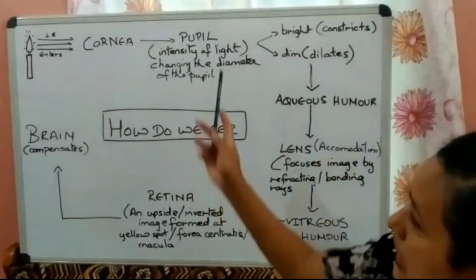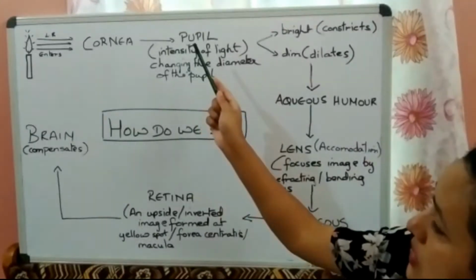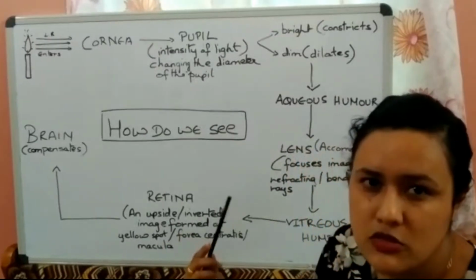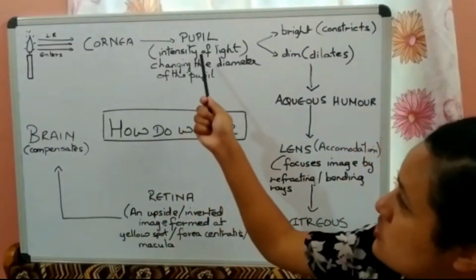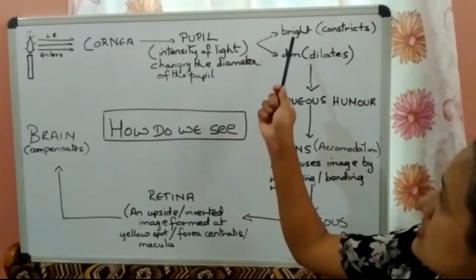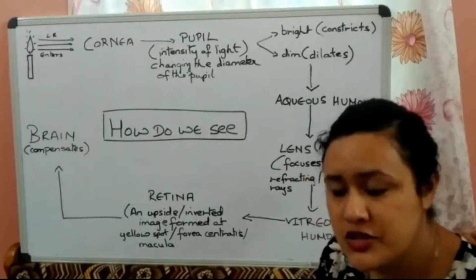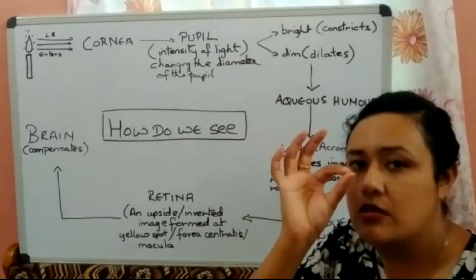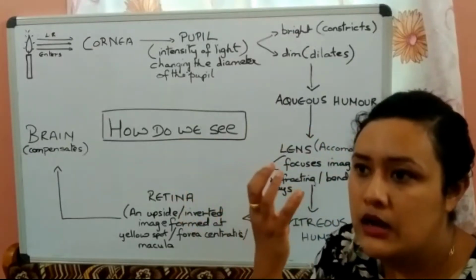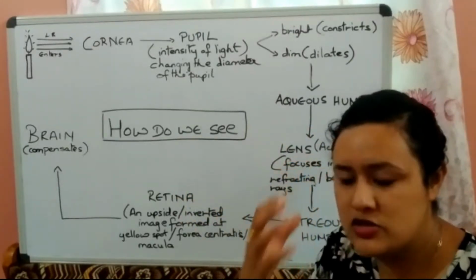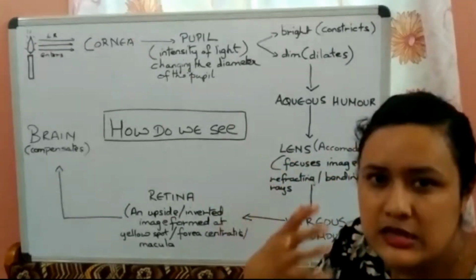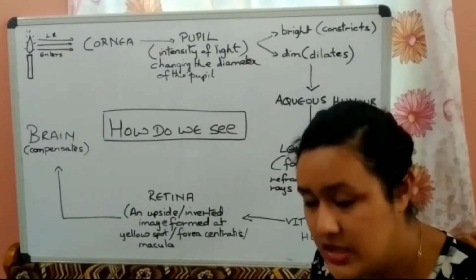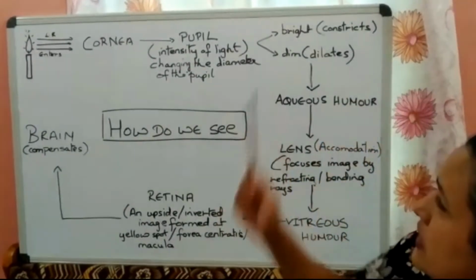Sometimes you may be going through a bright area. Too much light, no? A high intensity of light. What happens to the pupil at that time is that the pupil constricts. Constricts means to become narrower. The size of the pupil constricts down such that it allows only some amount of light to enter. It does not allow the high intensity light to enter your eye, because it may overstimulate the retina.